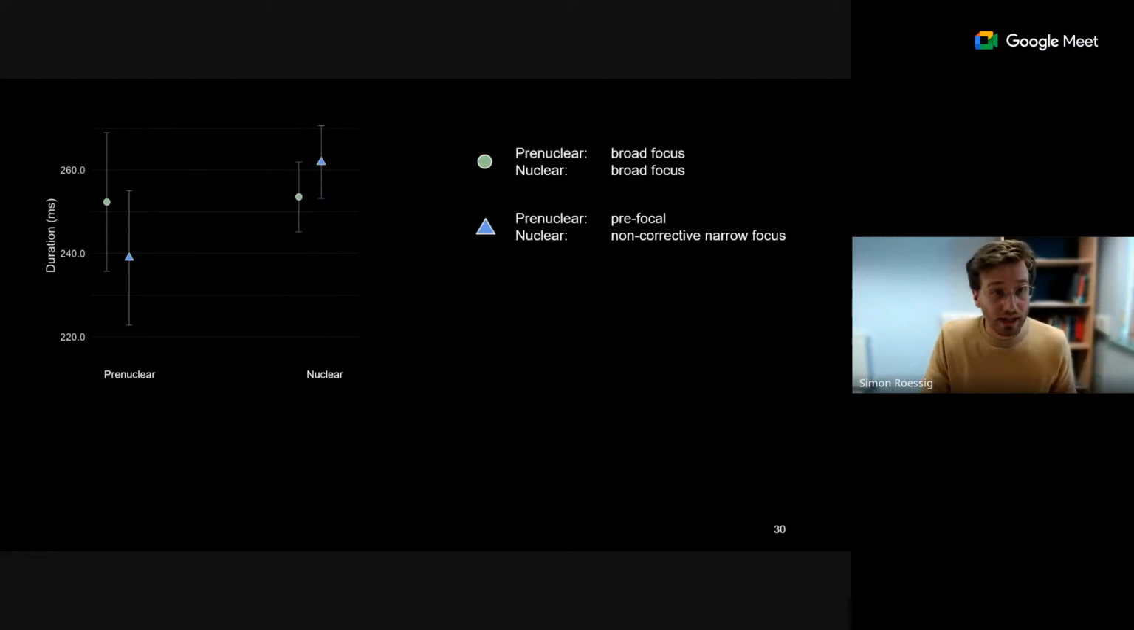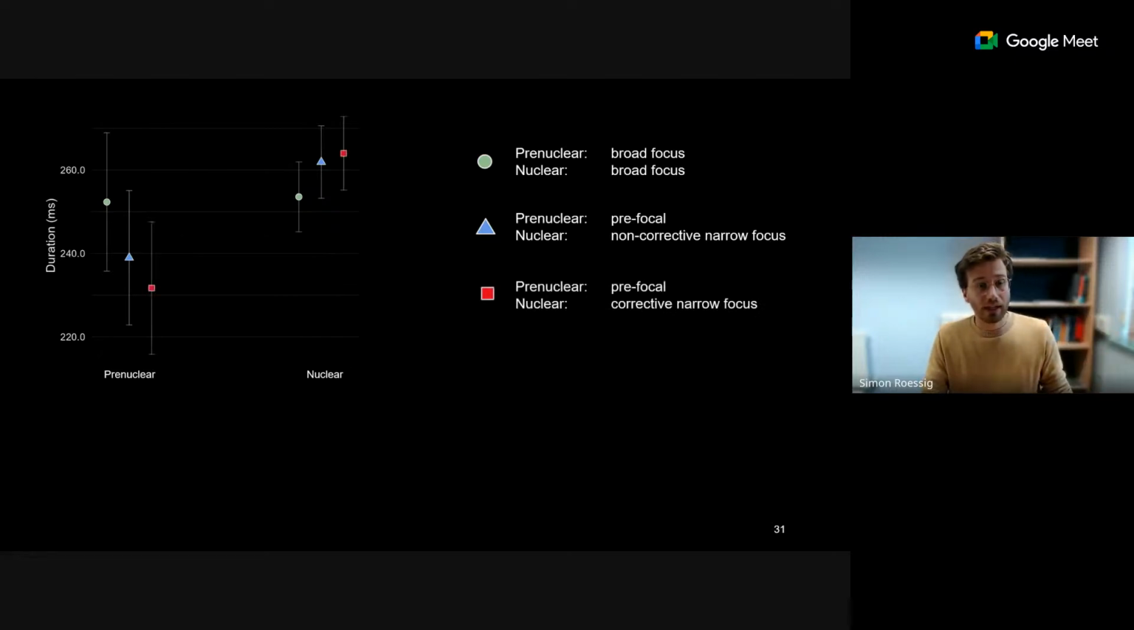And now we add the corrective narrow focus, again in red squares. And we see the prenuclear words before corrective focus have the shortest syllable durations. And we have the mirror image in the nuclear domain with longest durations for corrective focus. Although, as you can see here, the step up from the non-corrective narrow focus is really small. So the difference seems even greater here in the prenuclear domain than in the nuclear domain.